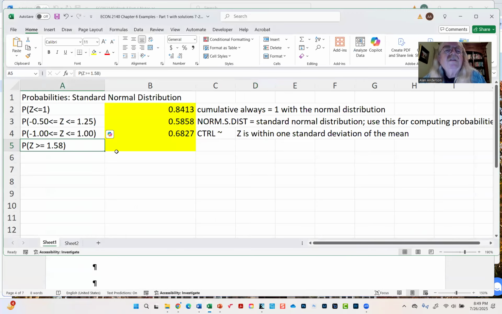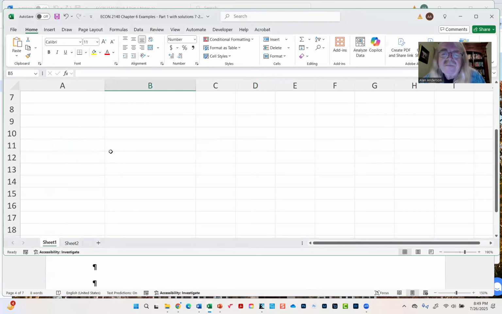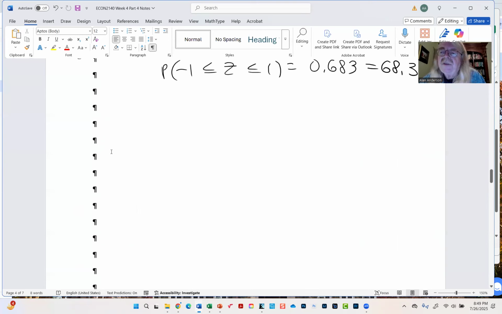then we have one more. Now, this one is different because Z is greater than or equal to 1.58. We haven't tried that one before. And again, Excel does not have this command. We have to work around it with our knowledge of how this normal distribution works.